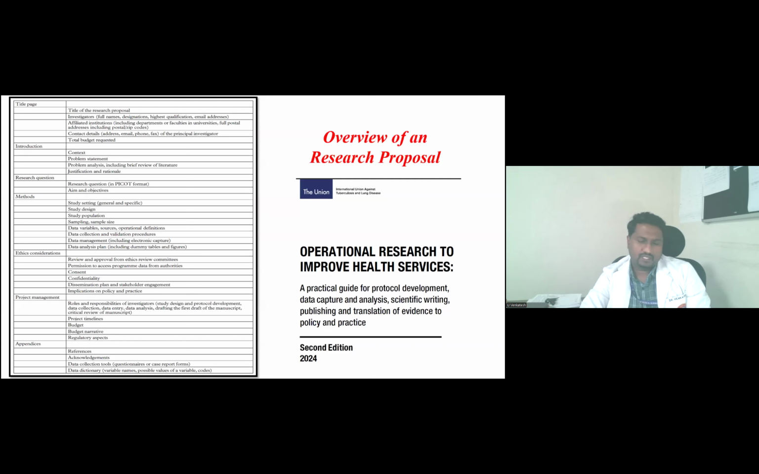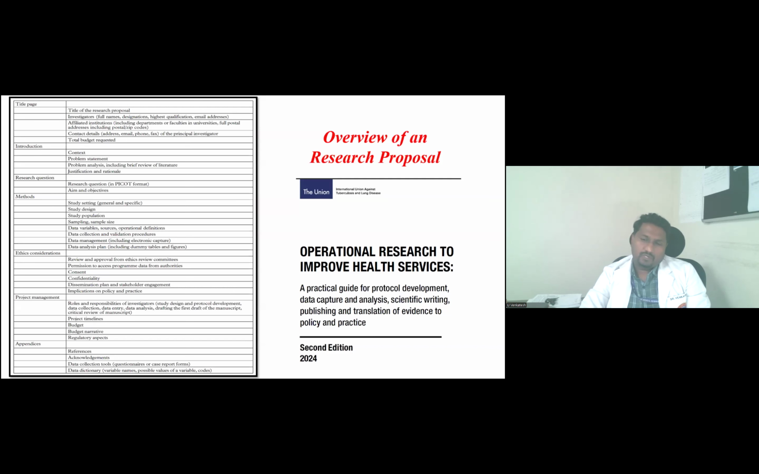When it comes to the ethical consideration, it includes a review and approval statement from the ethics review committee. The permission to access the data from the other authorities is very important. It is not that you got a research IEC approval, then you started to collect data from anywhere. You need to have necessary permission from the competent authority. That is very important. Then the consent form should be there along with the PIS.